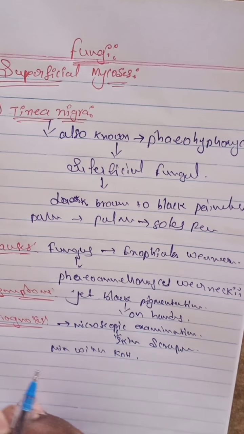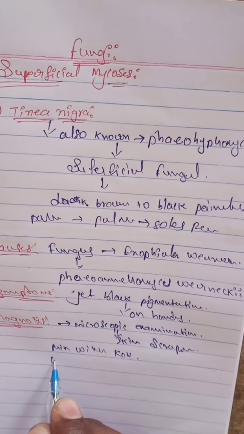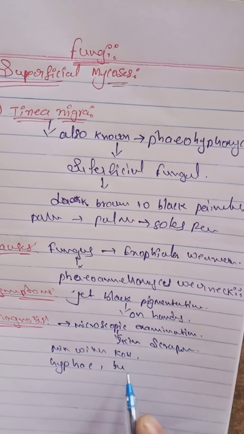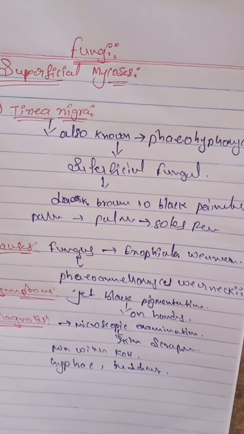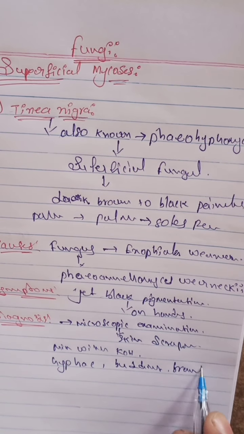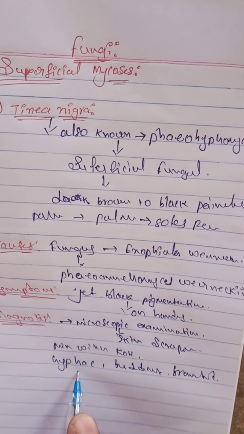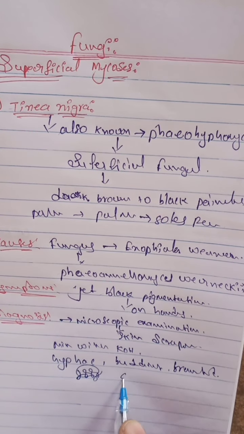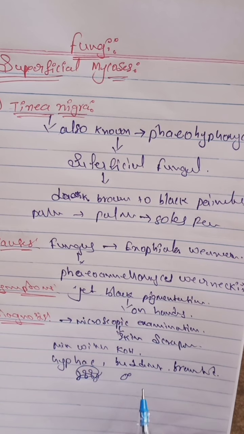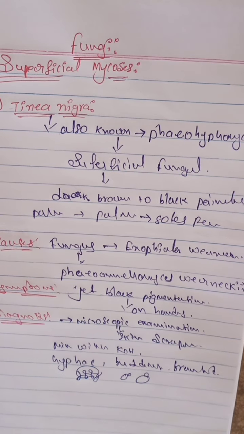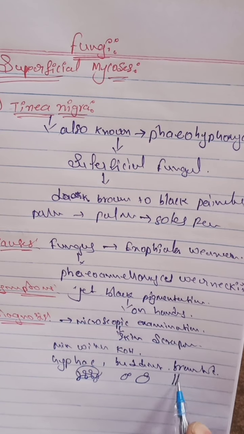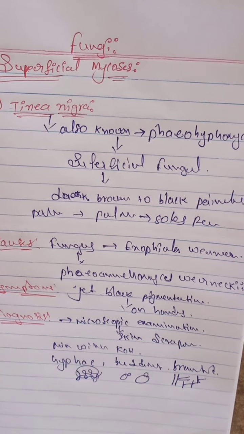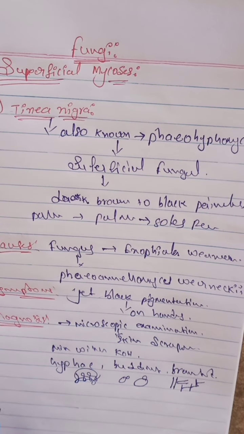And next, hyphae cells, budding cells, or branched cells are identified. Hyphae means a thread-like structure. Budding means a budding-like structure, where one long cell buds. Branched means structures that branch like this. So this is the diagnosis of tinea nigra.